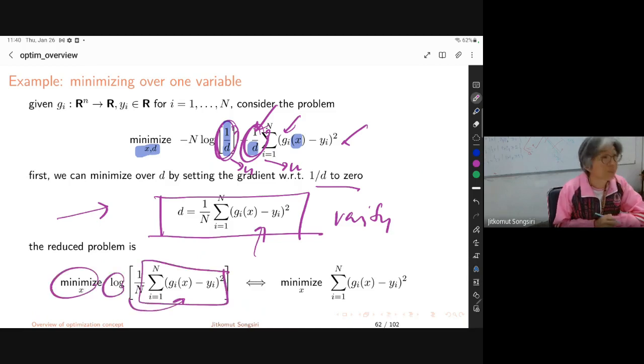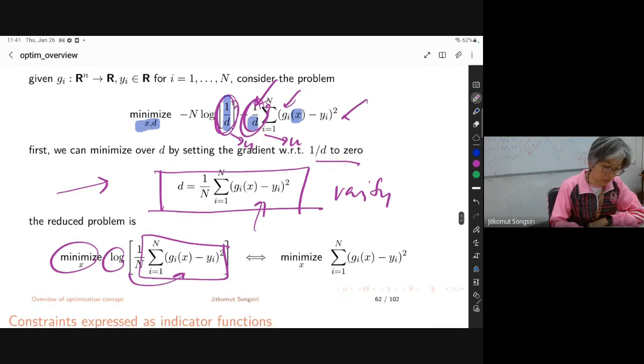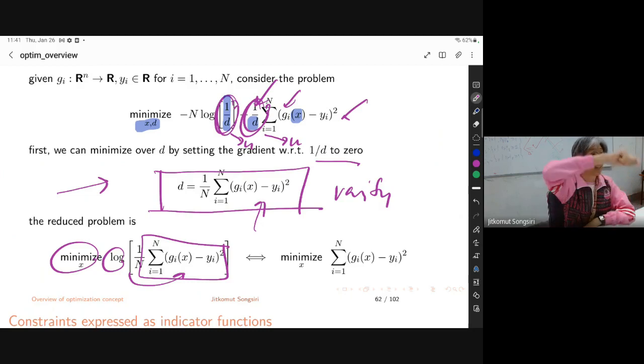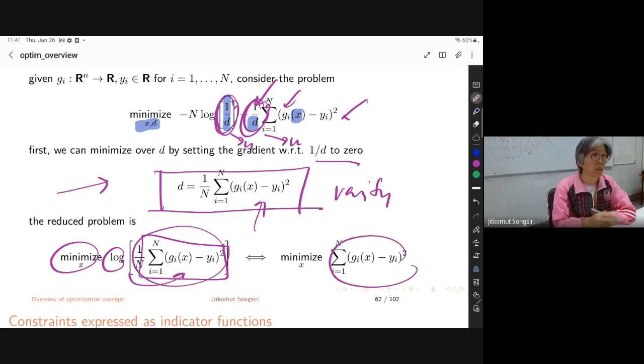And from the technique we learned before, the log is monotonically increasing, right? Minimizing the log of something is the same as minimizing its argument, right? Log is increasing. If x is less than y, log x is less than log y. So it's the same as minimizing the argument instead.